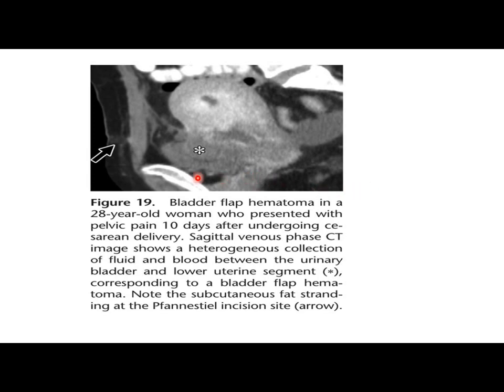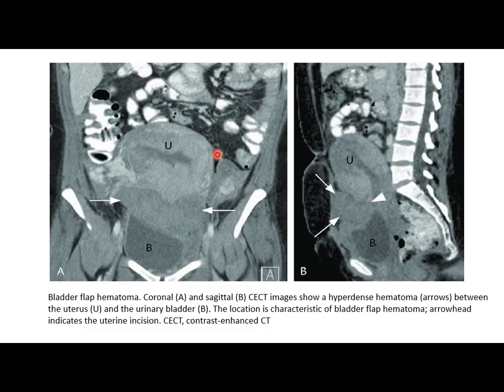This is a sagittal contrast-enhanced CT. Look at the edematous uterus; it indicates a postpartum uterus, and there is a hypoattenuating area between the bladder and the uterus, indicating a bladder flap hematoma. Also, this is a large bladder flap hematoma between the bladder and the uterus. Again, there is the site of the hysterotomy, and this collection is a result of bleeding from the site of the hysterotomy.